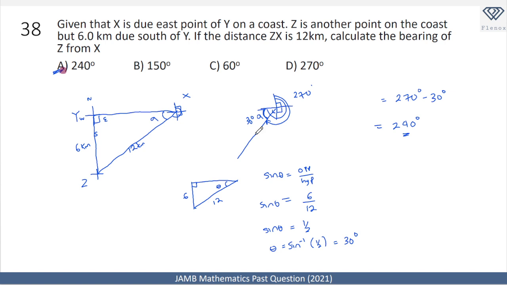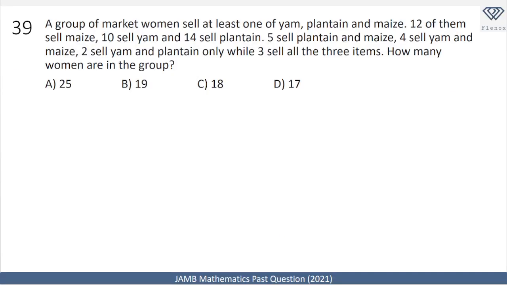So moving on to the next, we are told that a group of market women sell at least one of yam, plantain, and maize. 12 of them sell maize, 10 sell yam, 14 sell plantain, 3 sell plantain and maize, 4 sell yam and maize, 2 sell yam and plantain only, while 3 sell all 3 items. How many women are in the group?